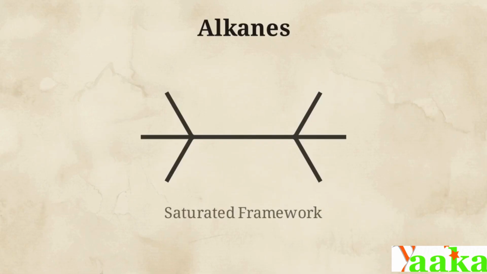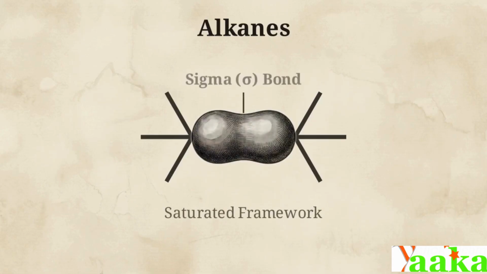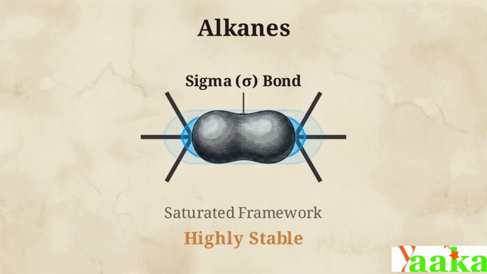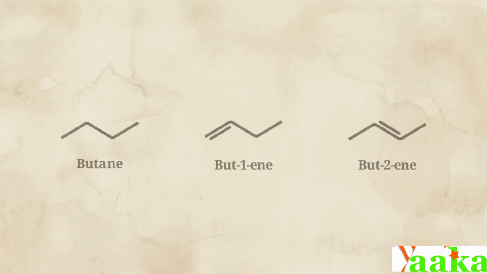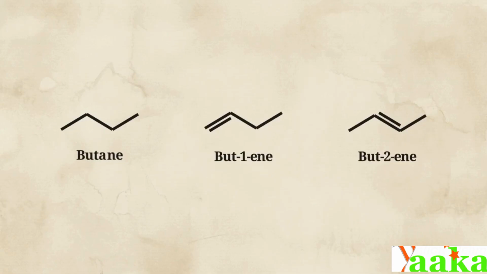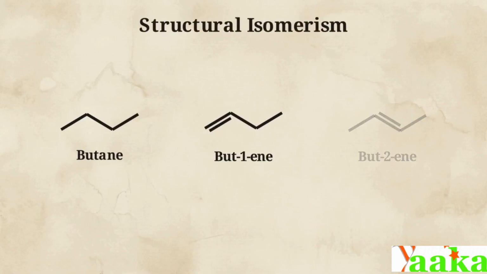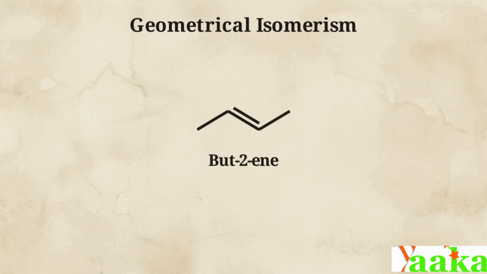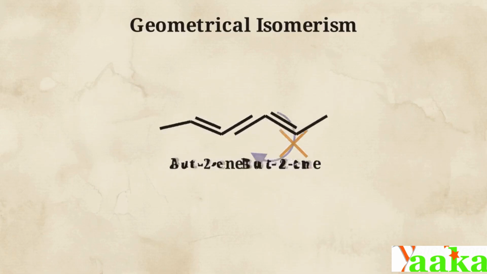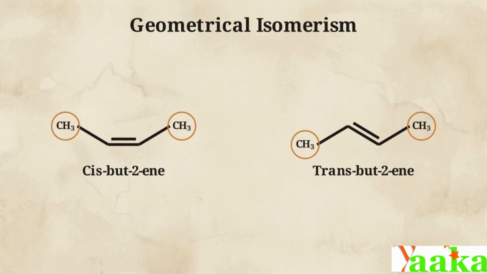These are saturated frameworks containing only single sigma bonds. Because these bonds hold their electrons tightly between the atoms, alkanes remain highly stable under normal conditions. Even in stable frameworks, the arrangement of atoms dictates properties. This side-by-side comparison shows structural isomerism in butane and but-1-ene, where the skeleton or bond position changes. In contrast, but-2-ene demonstrates geometrical isomerism, where restricted rotation around the double bond creates distinct spatial arrangements.